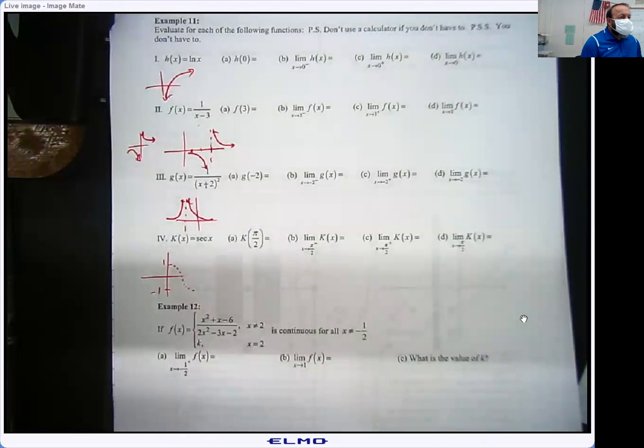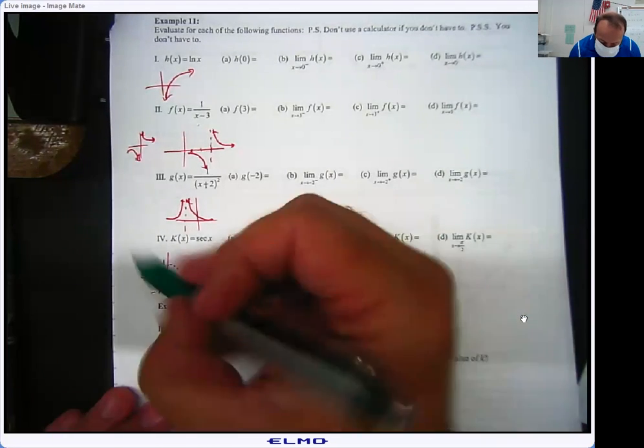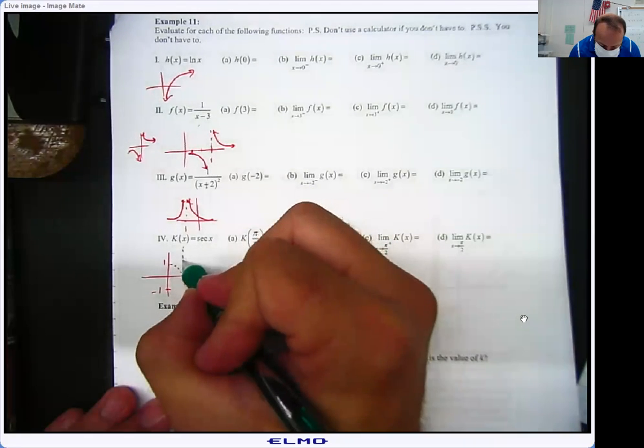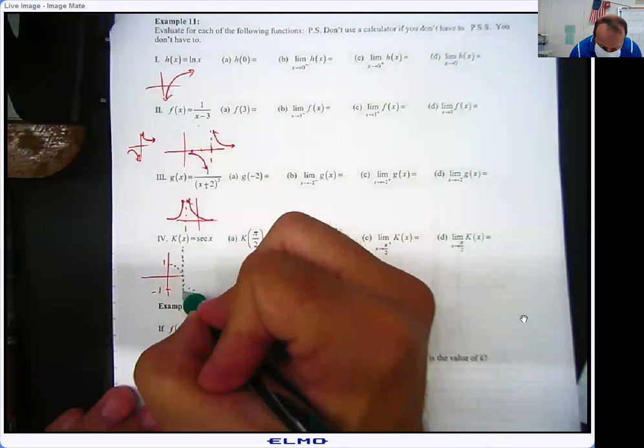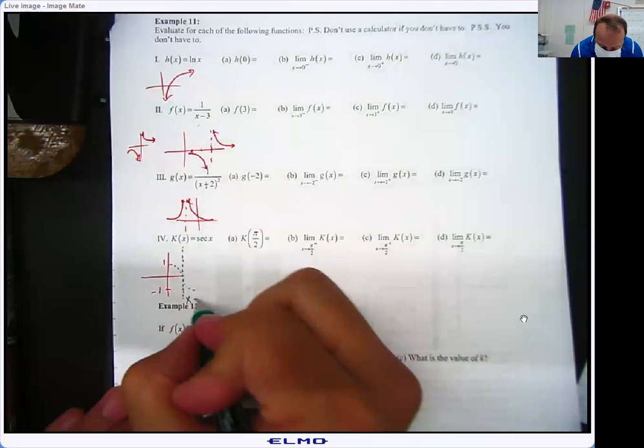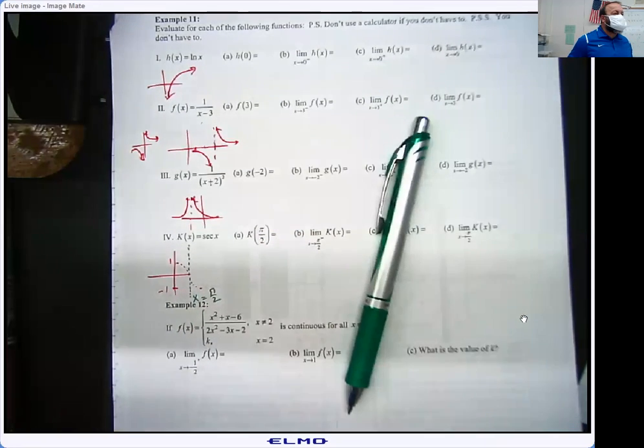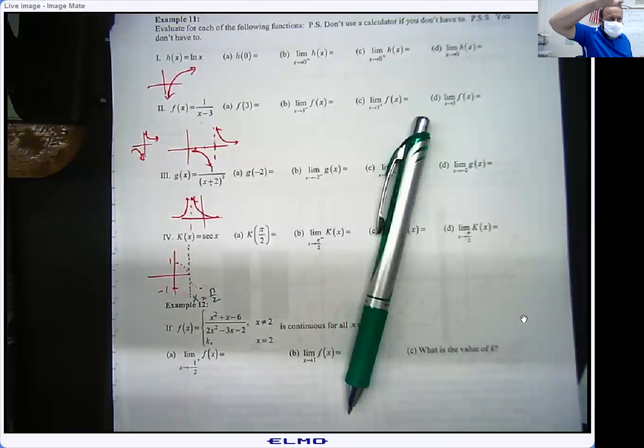Hopefully you guys remember that puts an asymptote right here in the middle. Now, why is there an asymptote right there? At x equals pi over 2. Why is there an asymptote? Because that's where the cosine itself was 0 and it got flipped over, right?